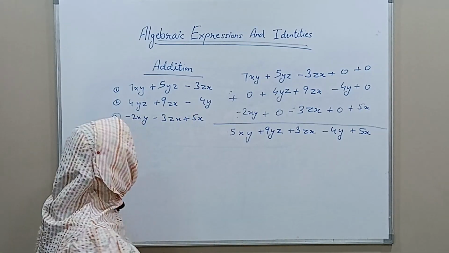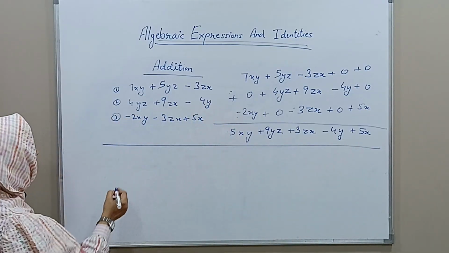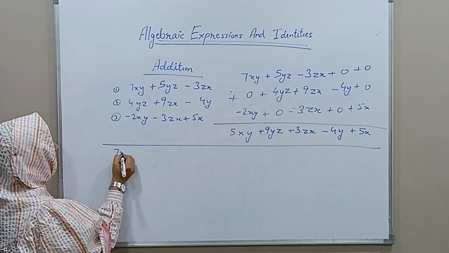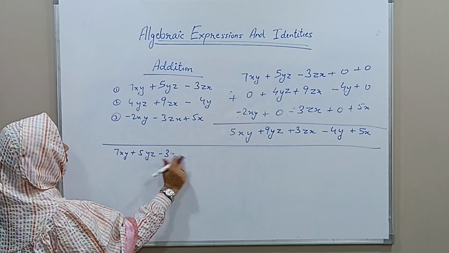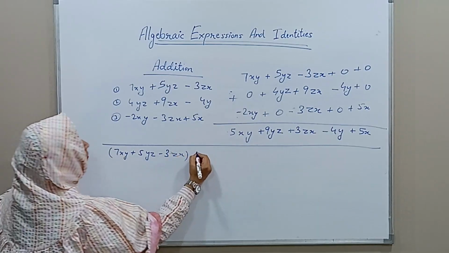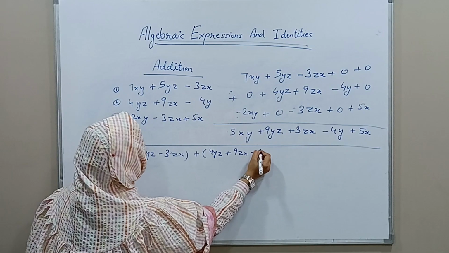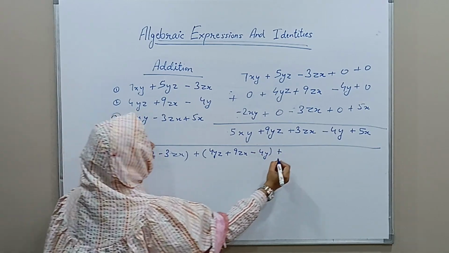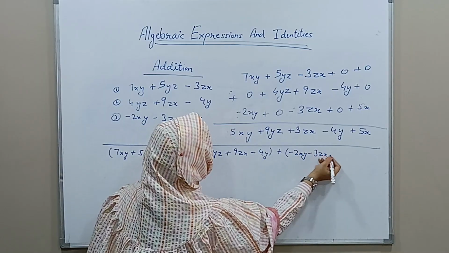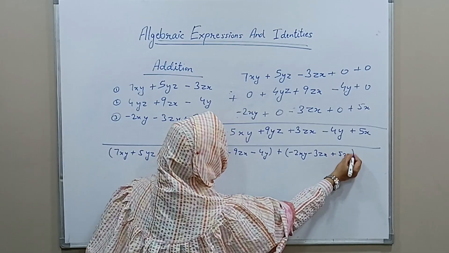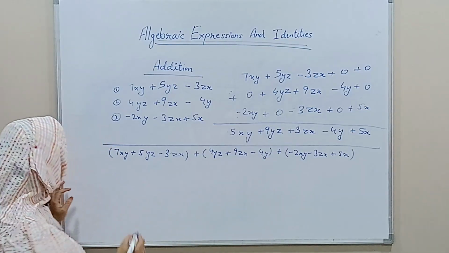Now there is one more method. Okay, this was the column method. You can write all the terms in a row and add them. So suppose we have the first term 7xy plus 5yz minus 3zx plus 4yz plus 9zx minus 4y plus minus 2xy minus 3zx plus 5x. These are the three expressions. We have to add them.